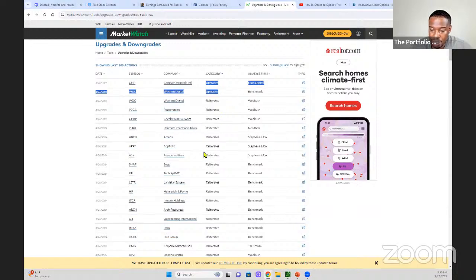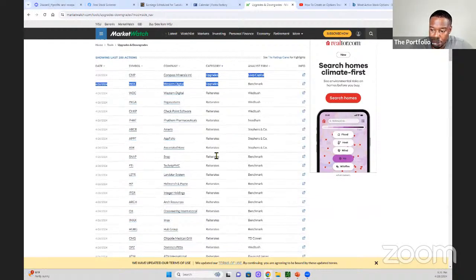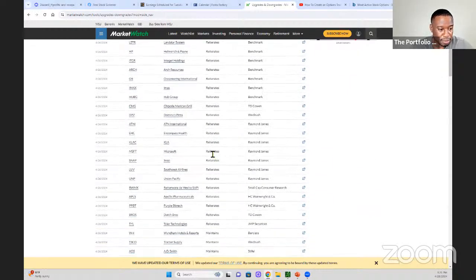So if you're getting an upgrade, that means calls. There's a higher probability I may make money from calls today. If you're getting a downgrade, that tells me there's a higher probability I will get into some puts to make some money because there's a downgrade. So there's a higher probability for me to make money with puts.